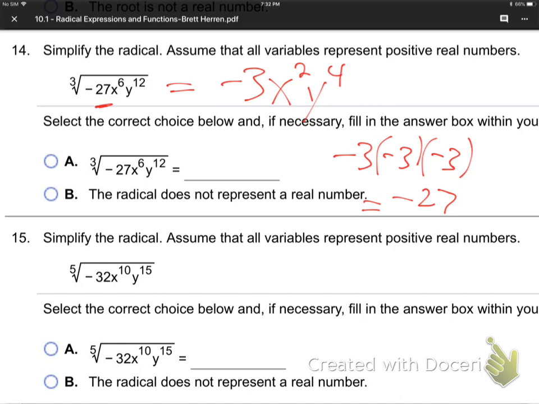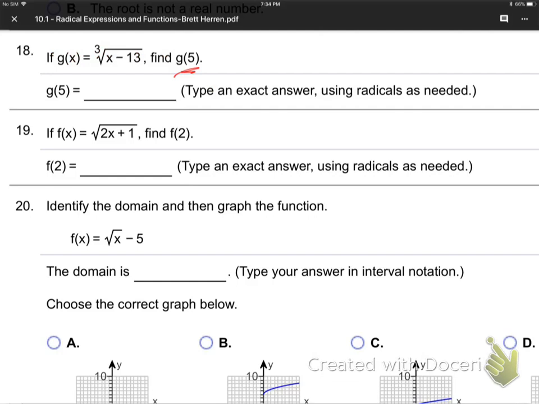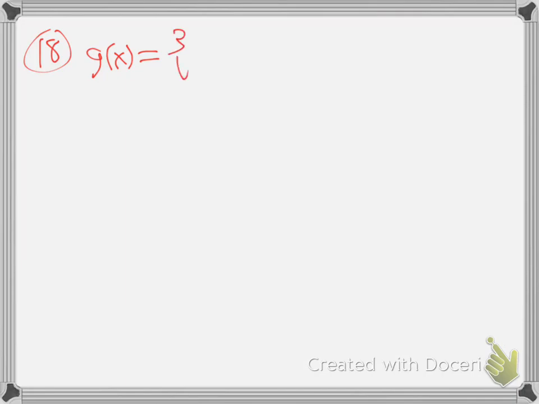Good, okay. So I'm going to skip 15. 15 is the same thing. We're saying find g of 5. So here, let me just rewrite. There's too much mess there. So g of x is the cube root of x minus 13. And they want me to do g of 5. Okay. So g of 5.